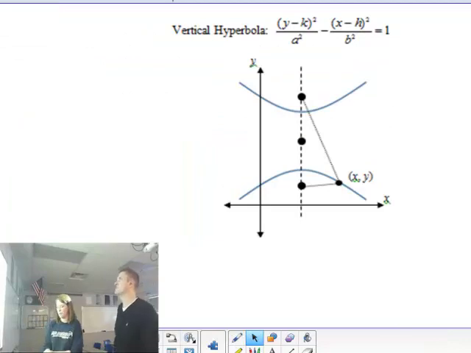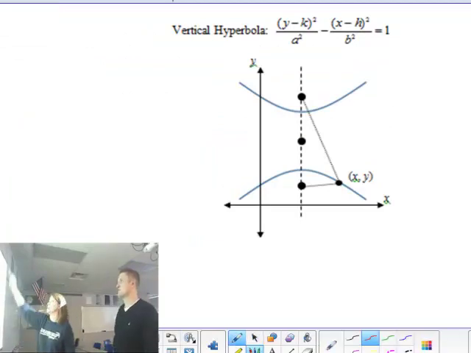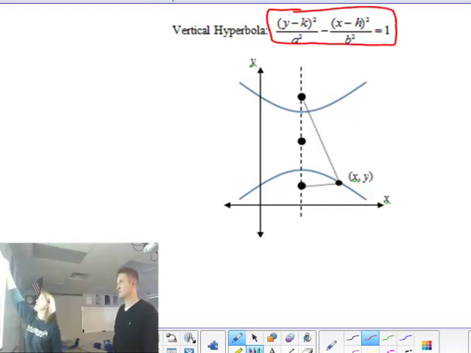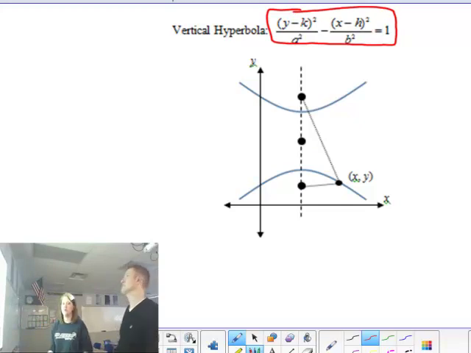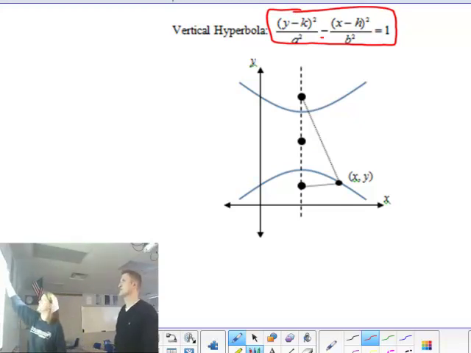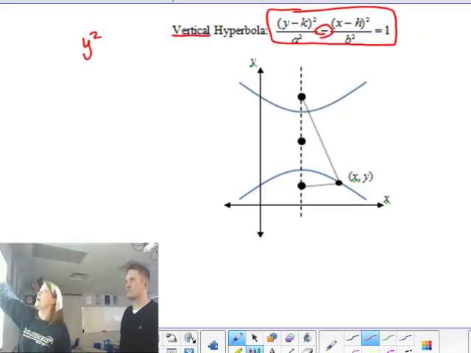On a vertical hyperbola, we're going to have an equation where the y is first. The only difference between the hyperbola and the ellipse is the plus and the minus in the middle. When you first look at the equation, you want to look for this minus in the middle. That's what's going to make the differences of the distances and make us a hyperbola. We are vertical when the y squared is first.